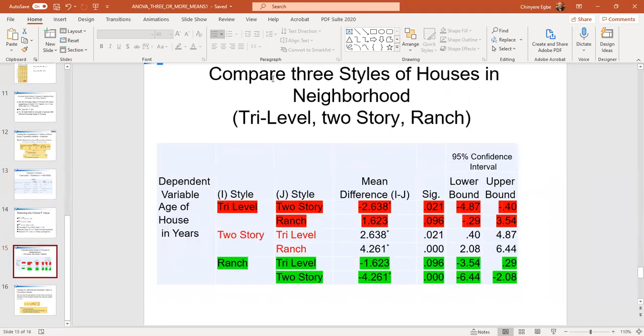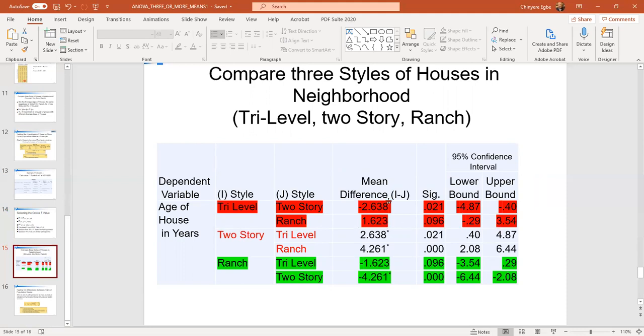So now we have to compare the three styles of houses in the neighborhood. We look again at the SPSS table, which is what I want everybody to be able to do in this class. We compare the tri-level to the two-story and to the ranch. So we see, for example, that if you look at the confidence intervals of the comparisons, and we use the confidence intervals of the comparisons to decide which two groups are equal and which two groups are not equal.